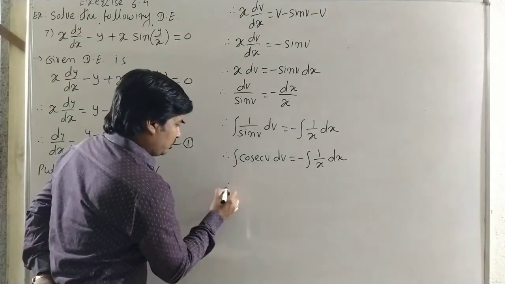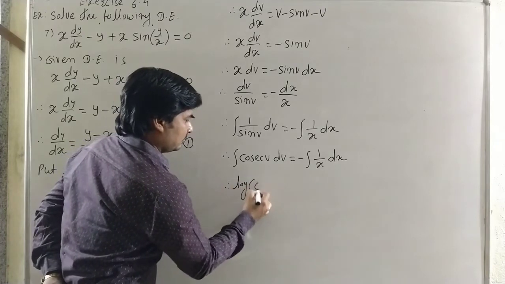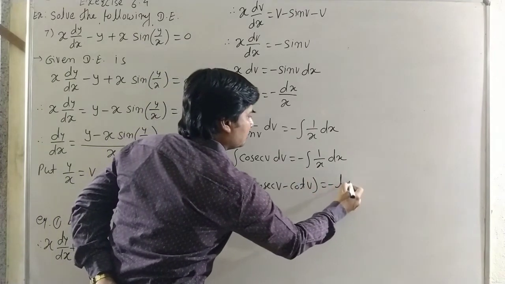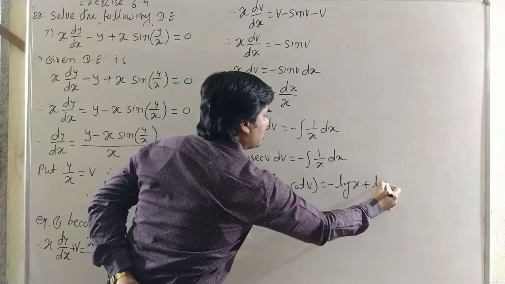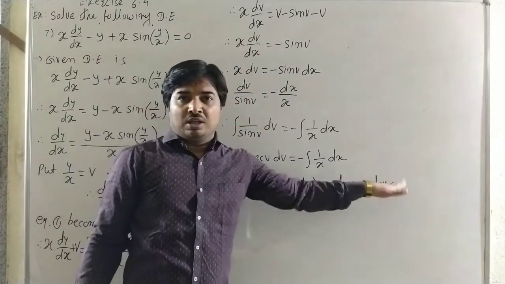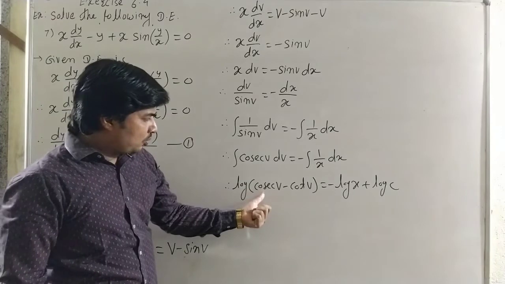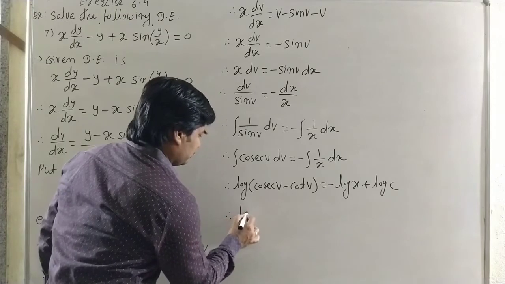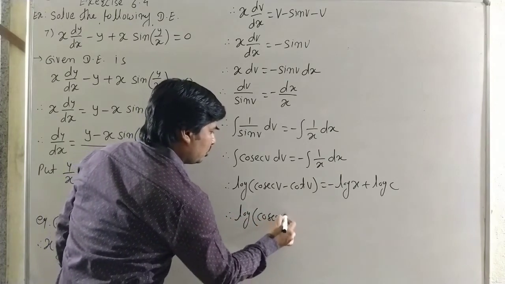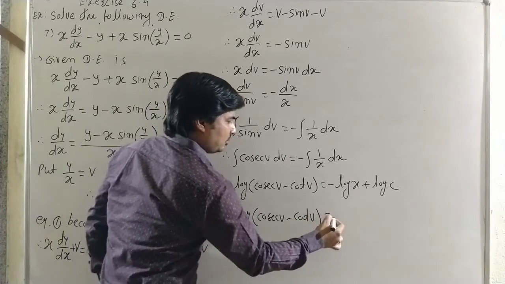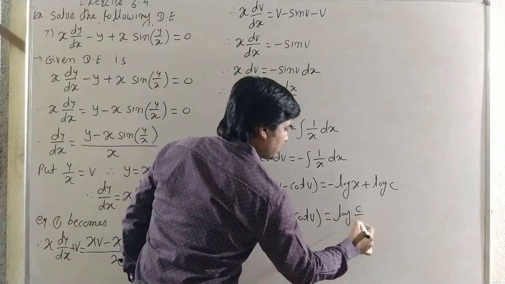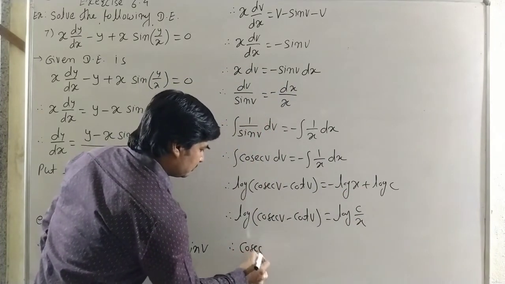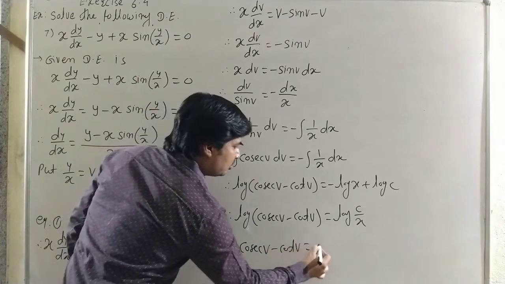Now the integral of cosec v is log of cosec v minus cot v, which is equal to minus log x plus log c. It is an integral constant. Now we use the property of the logarithm: log of cosec v minus cot v is equal to log of c by x. Removing log on both sides, we get cosec v minus cot v is equal to c by x.